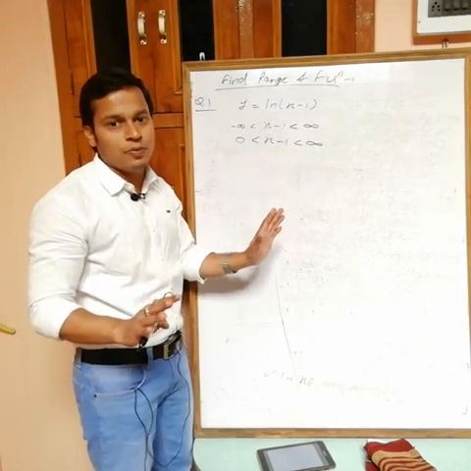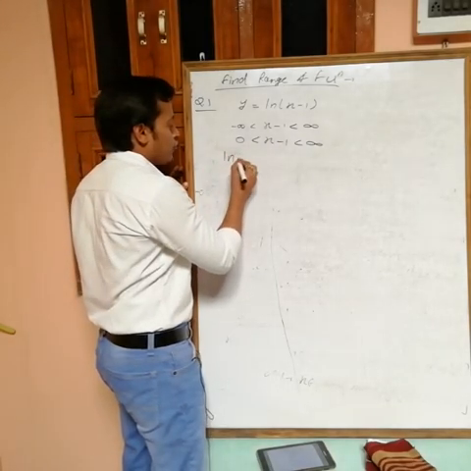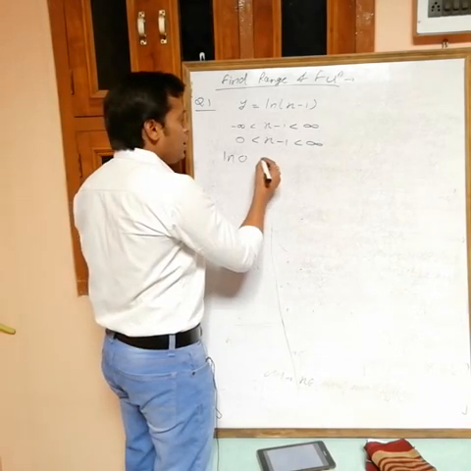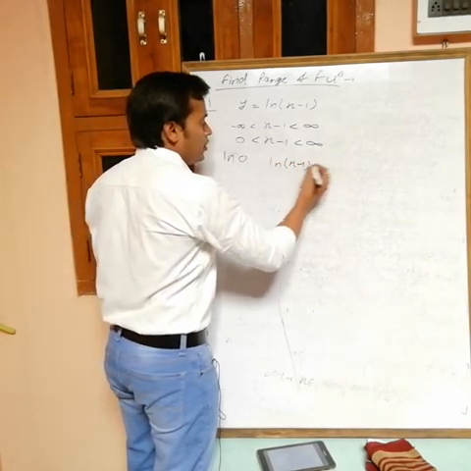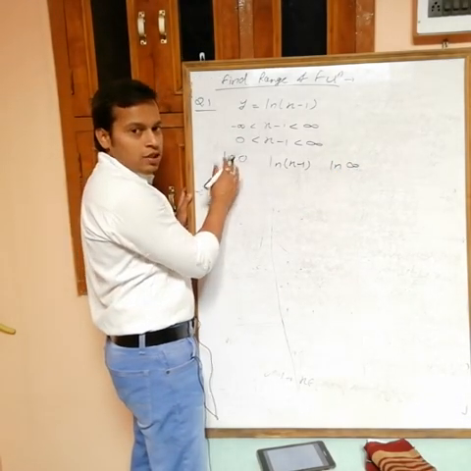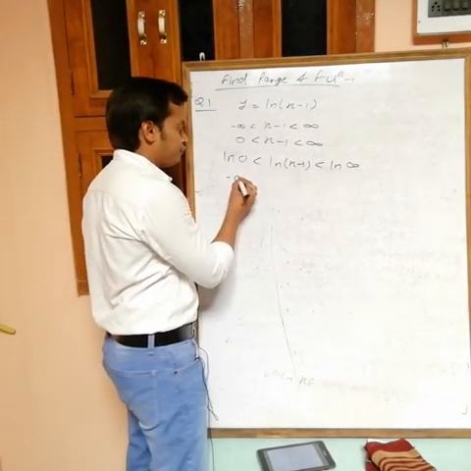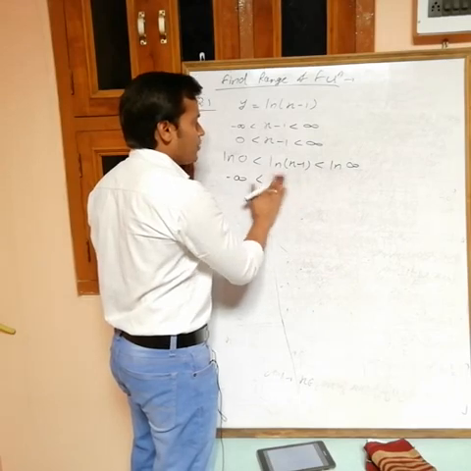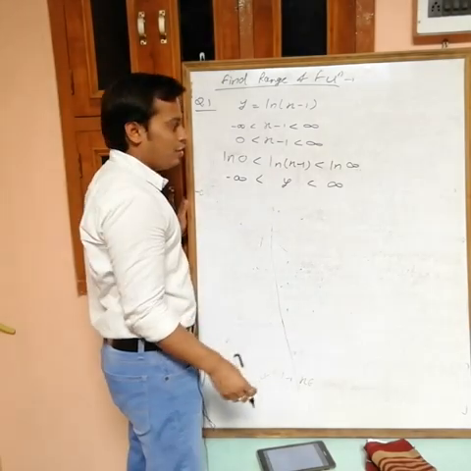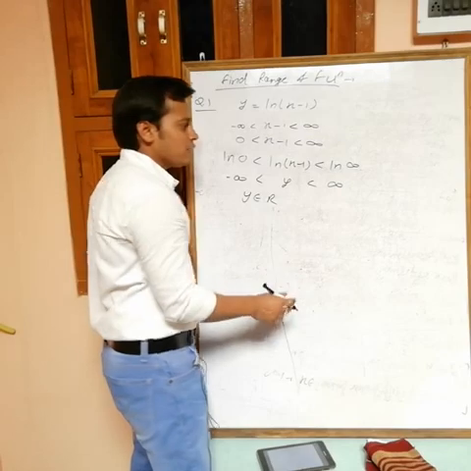Now no problem, I can take the logarithm on each side. ln means the base is e, e is 2.71. Here ln of x minus 1, here ln of 0 and ln of infinity. Now the base e is greater than 1, so the inequality remains the same. ln 0 is minus infinity, ln of x minus 1 I can write as y, ln infinity is infinity. ln infinity is not defined, but it is this. So y belongs to R, minus infinity to plus infinity.